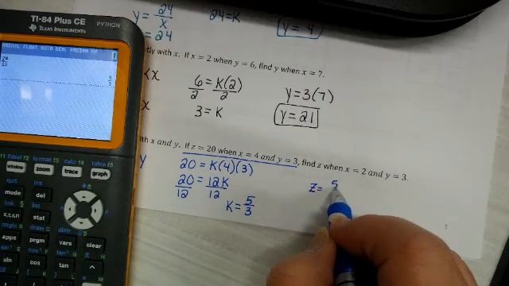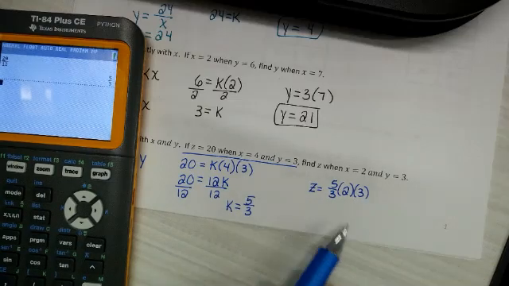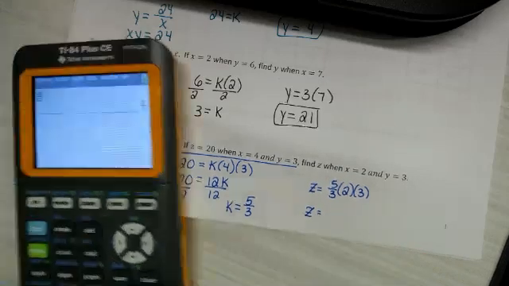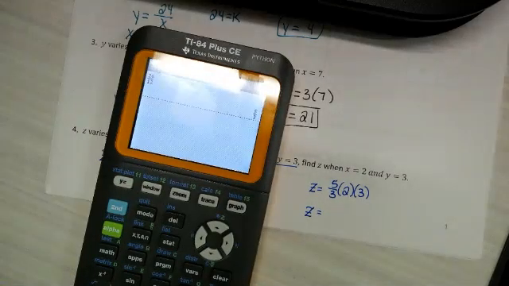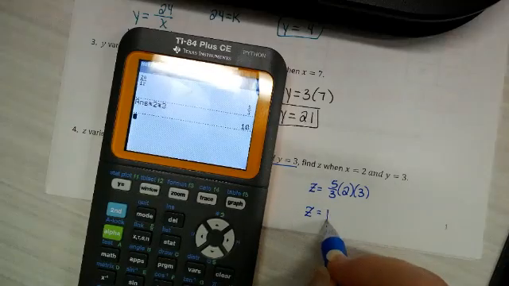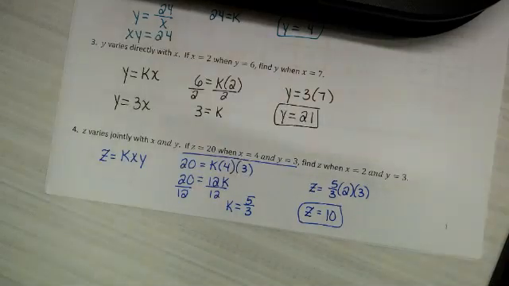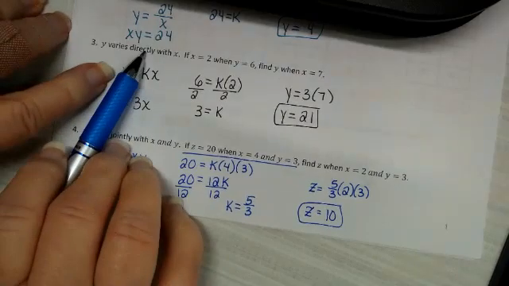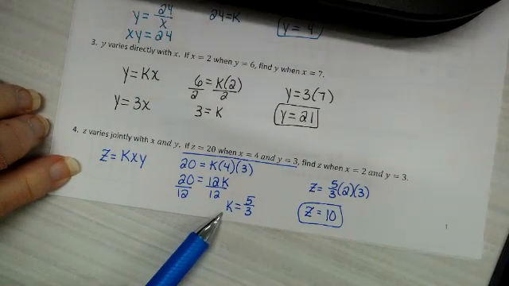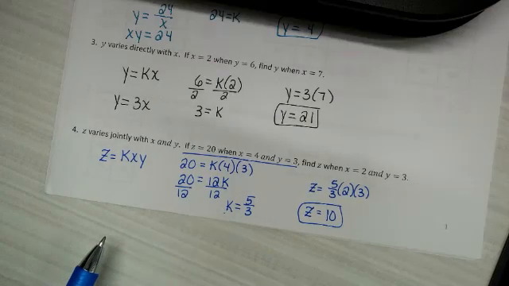So now I'm going to come over to the second half of the question and find z. K was 5/3, x is 2, y is 3. So all I have to do is multiply those together, and I will find out what z is. So 5/3 times 2 times 3 is 10. So in all of these questions, we used the direct or the inverse, or in this case, the joint equation to solve for k. Once I know what k is, I can get my final answer.